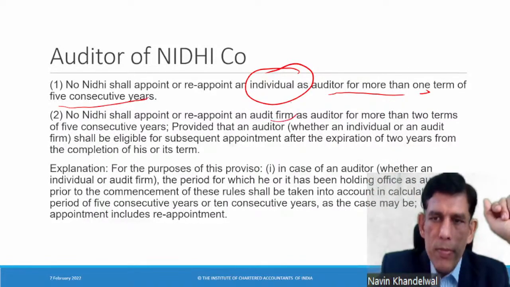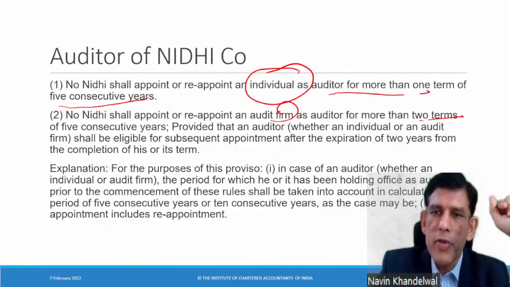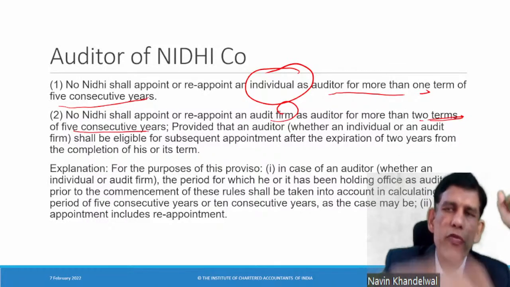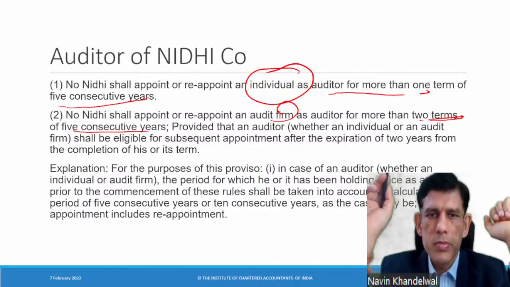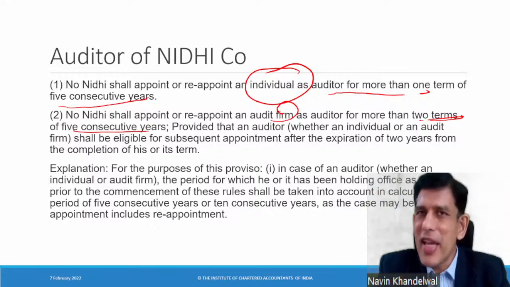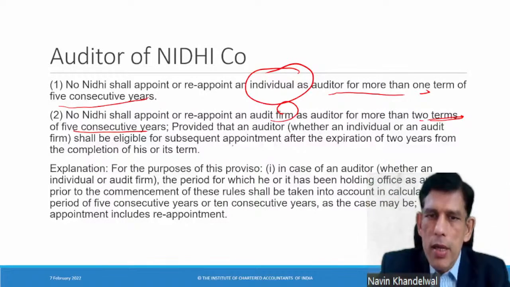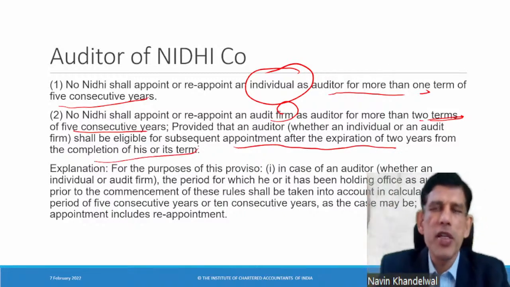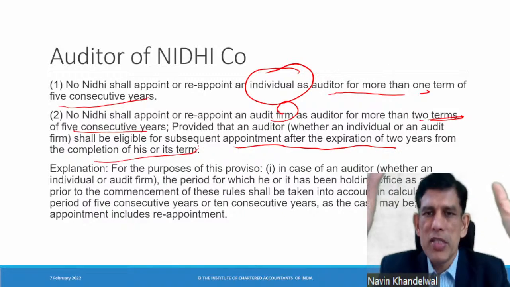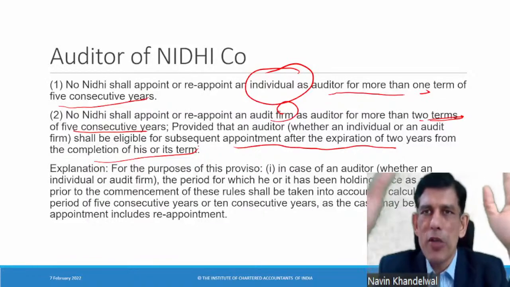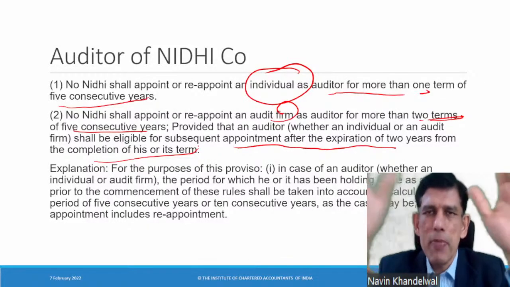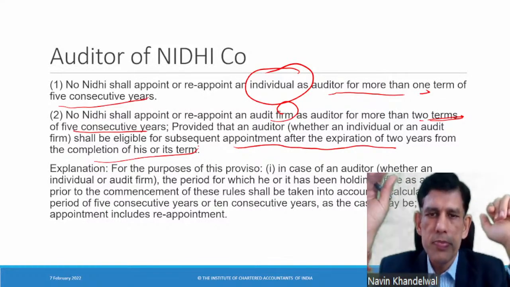For a firm, it can be for 2 terms of 5 consecutive years. And when can they be re-eligible? They can be eligible again after expiration of 2 years of the completion of his term. That means for an individual, 5 plus 2, 7th year onwards, 10 plus 2, 12th year onwards.